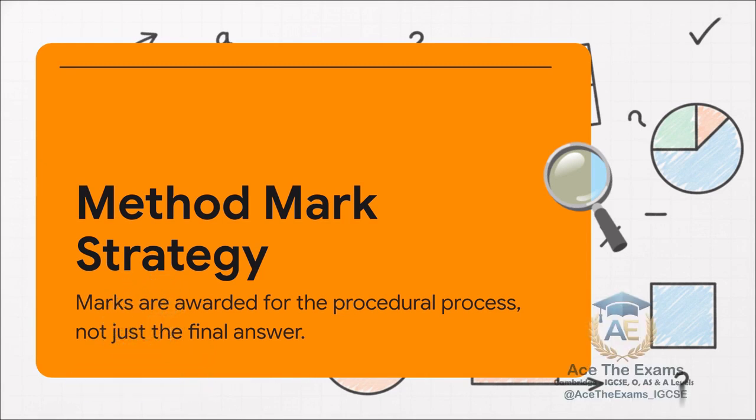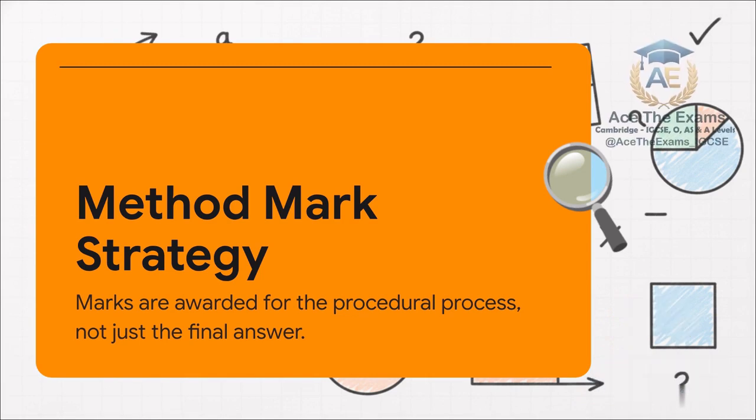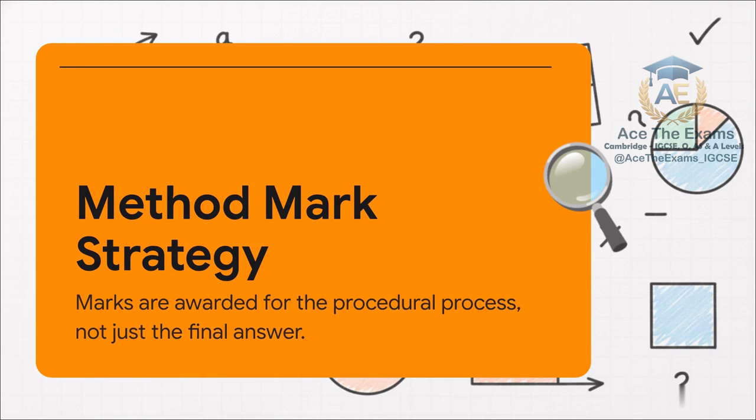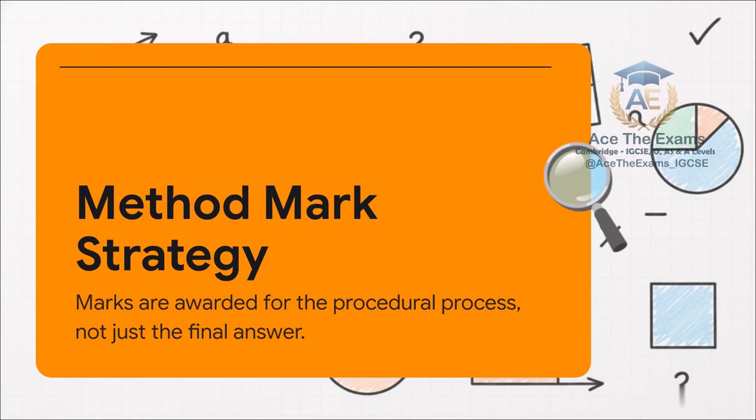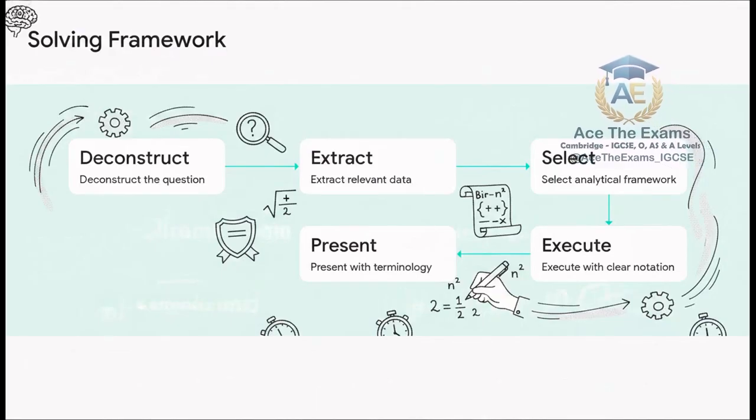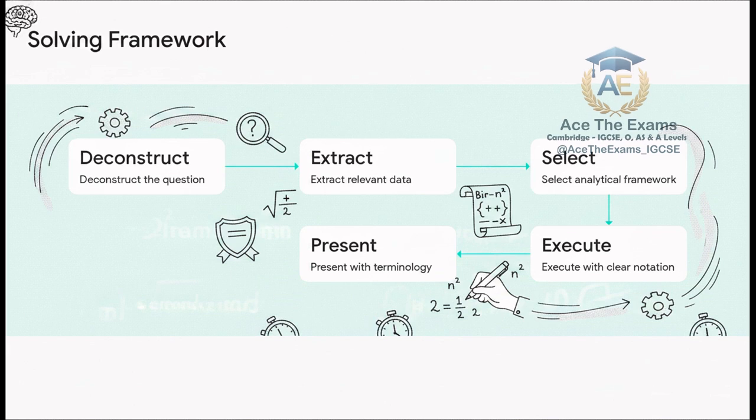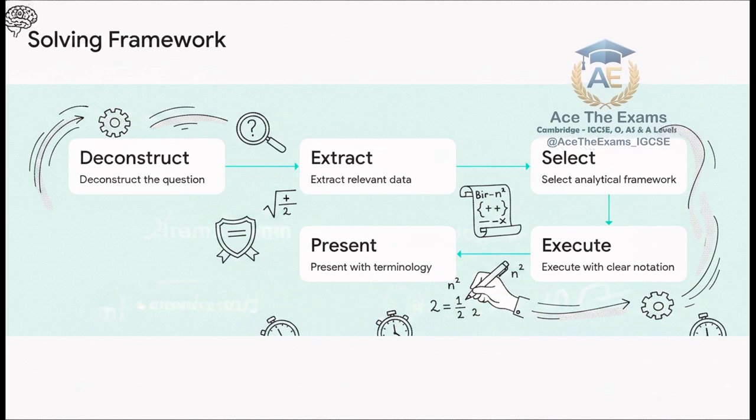Now for Alex, who wrote that messy, chaotic page of identities. We apply the Peel framework. We cross out all the irrelevant formulas, organizing the logic cleanly so the examiner can easily follow the sequence. The final A1 accuracy mark? That's just the cherry on top. The true mark potential, the bulk of your grade, is built entirely in the method. Every single time you tackle these specific fraction problems, you must consistently execute this exact 5-step procedural framework.